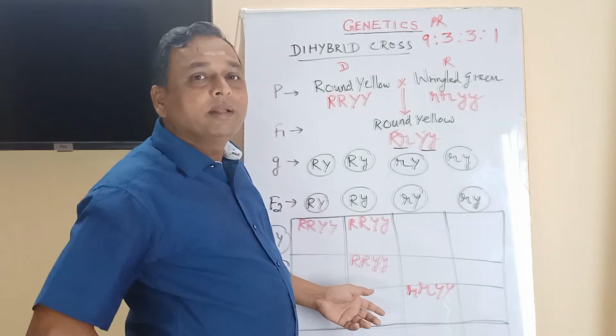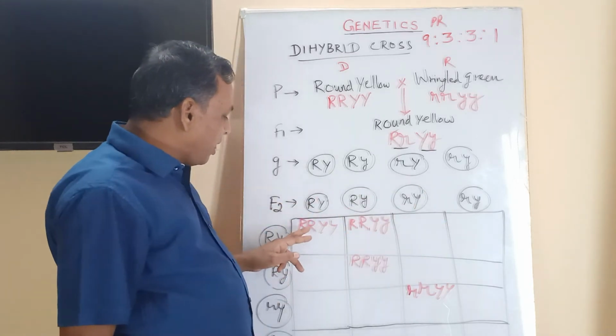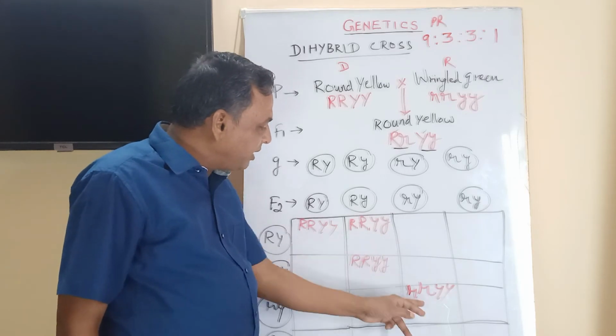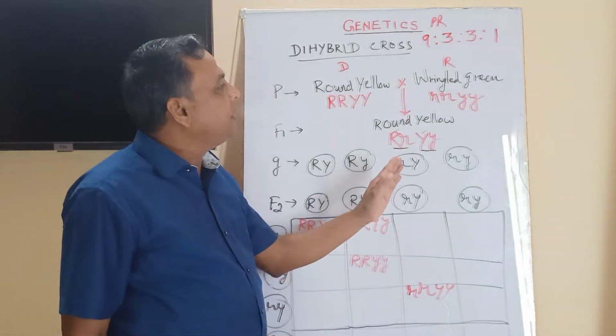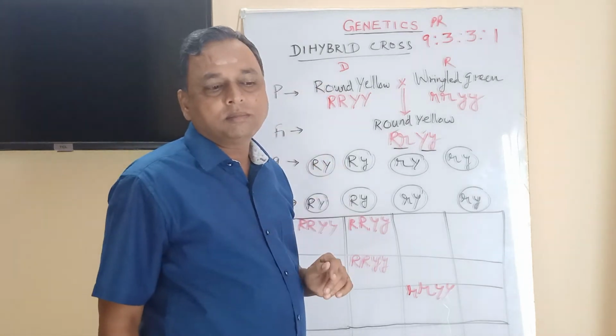That will be the genotypic ratio. There you can find out how many are capital R, like that. Similarly, how many like this, how many different traits. That will be the genotypic ratio. So this is the dihybrid cross.